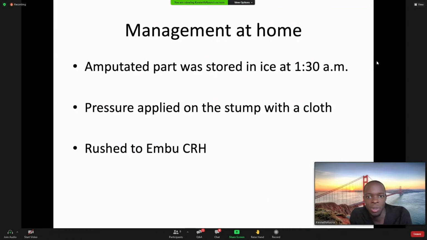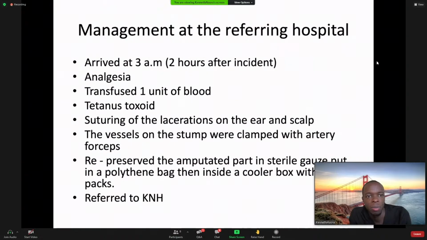The amputated part was stored in ice, and this was at 1:30 a.m. Pressure was applied on the stump with a cloth and he was rushed to Embu. He arrived at Embu 2 hours after the accident, was given analgesics, transfused a unit of blood, and tetanus toxoid was given. Suturing of the lacerations on the ear and the scalp was done, and the vessels on the stump were clamped with artery forceps, as I'll show.